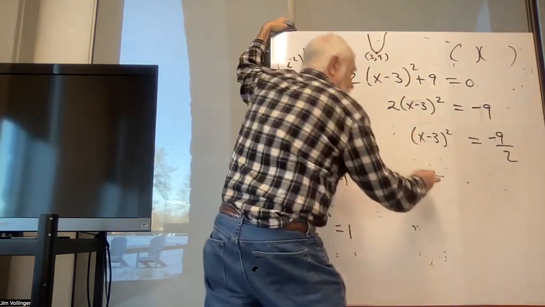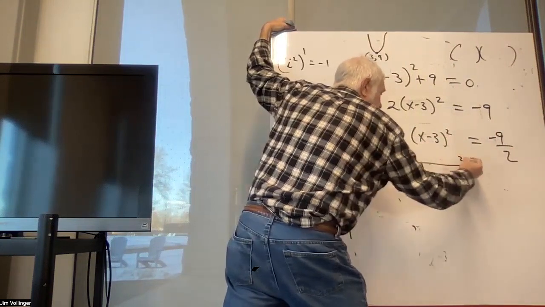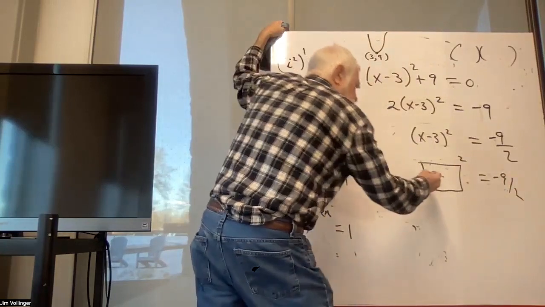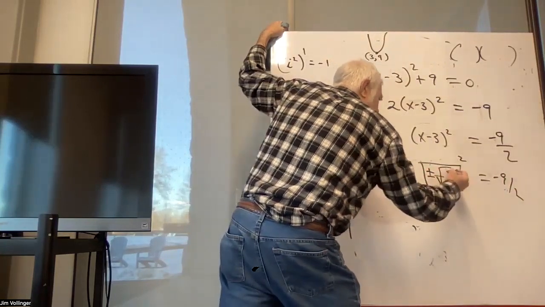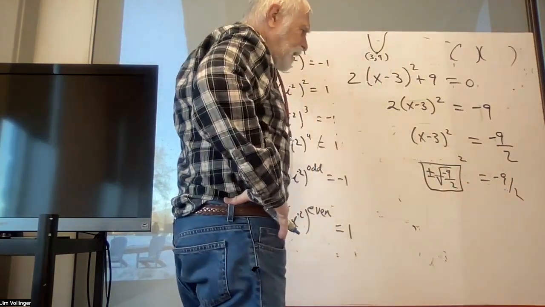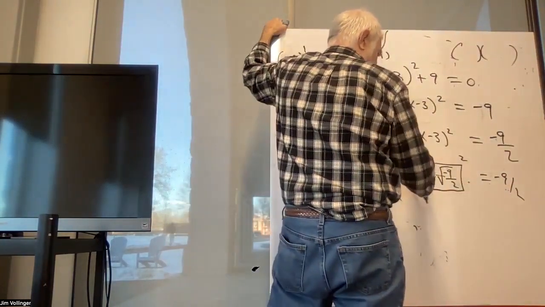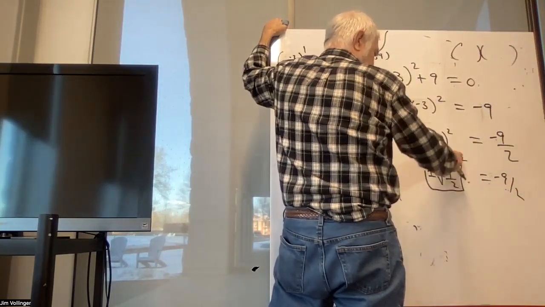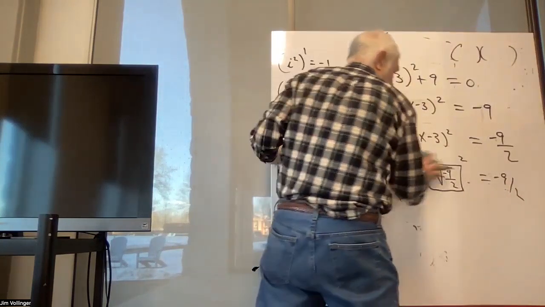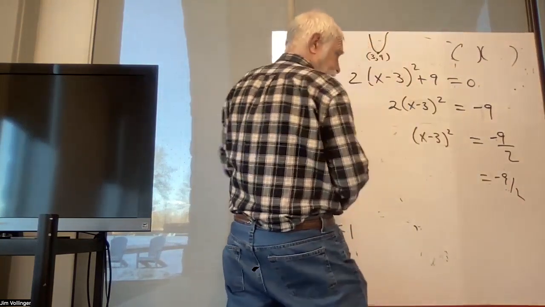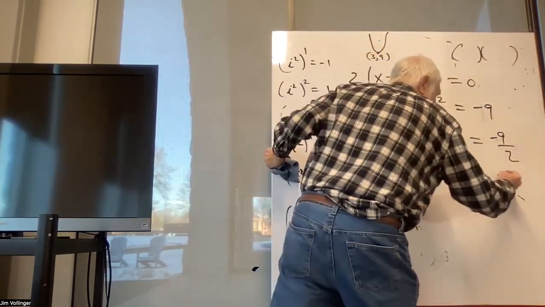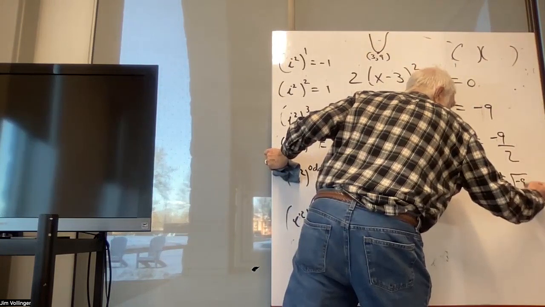All right, if something squared equals minus 9 halves, I hope you can see that this has to be plus or minus the square root of minus 9 halves. You can see that squaring a plus or a minus gets us the positive, and squaring a square root gets us what's inside. So therefore, your next step is x minus 3 equals plus or minus the square root of negative 9.